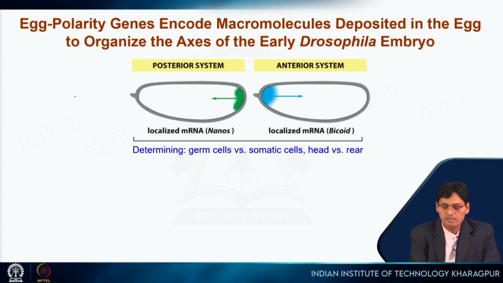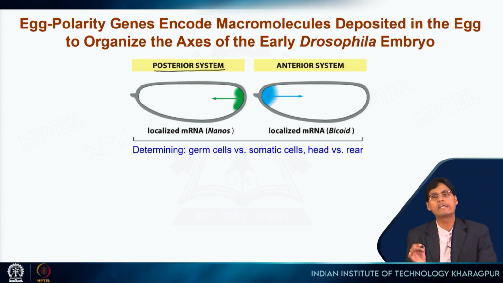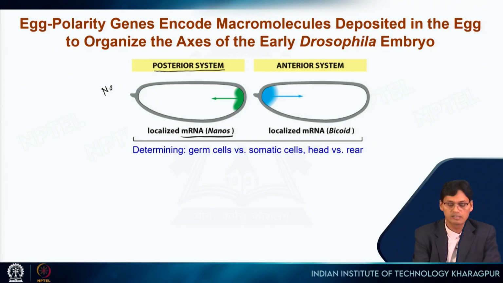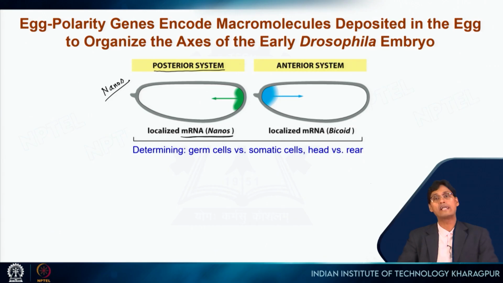But similarly, in the posterior side or back side, you will see another mRNA which is getting concentrated. This is called nanos, and it will make some kind of nanos protein also, exactly just like bicoid, but opposite. This protein will be more on the posterior side, and gradually it will go lower and lower towards the anterior side.